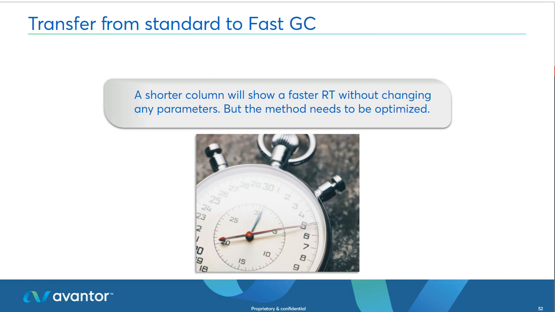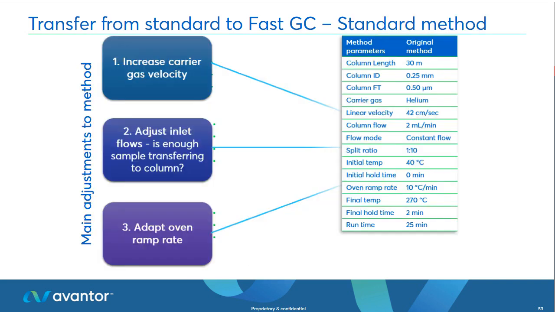We'll look at adjusting the following parameters: increasing the carrier gas linear velocity, adjusting the inlet flows to make sure enough sample is being transferred to the column, and adapting the oven ramp rate to accommodate all of the above. So you can see on the standard method we've got a 30 meter column, 0.25 millimeter ID, and a slightly thicker film thickness, as the data I had to use just wasn't with a really thin film thickness. The carrier gas is helium.